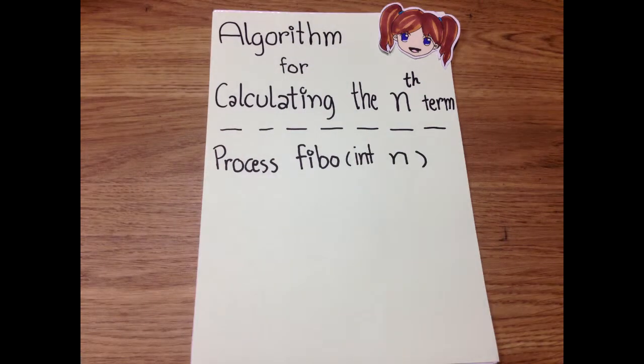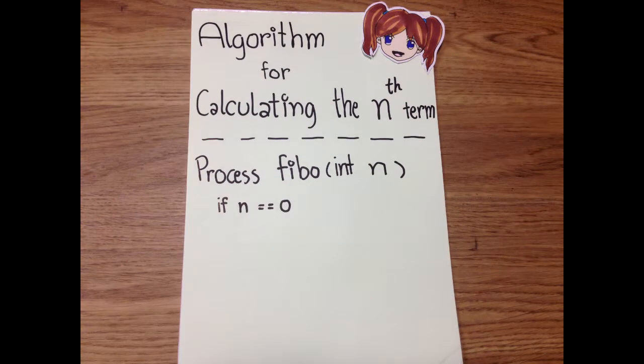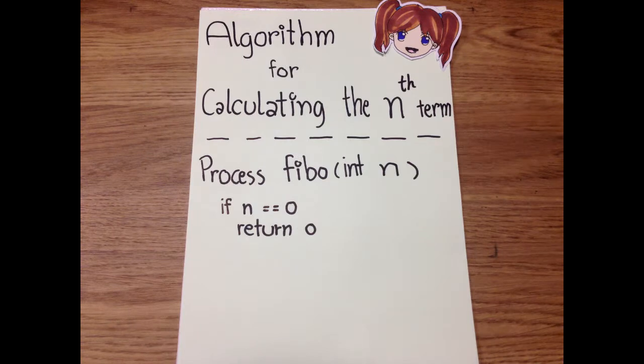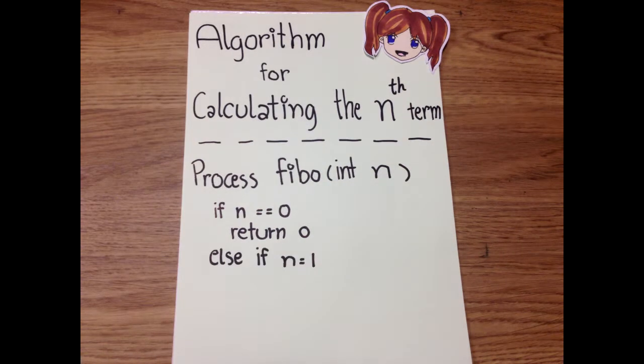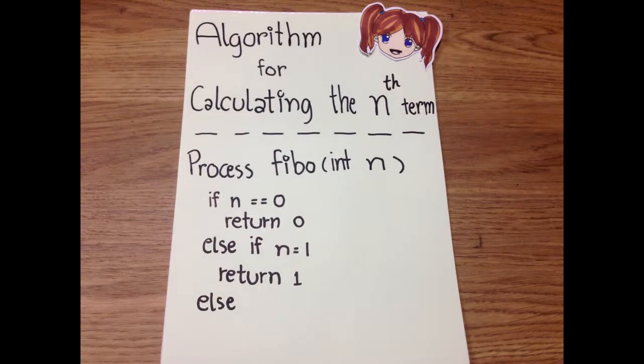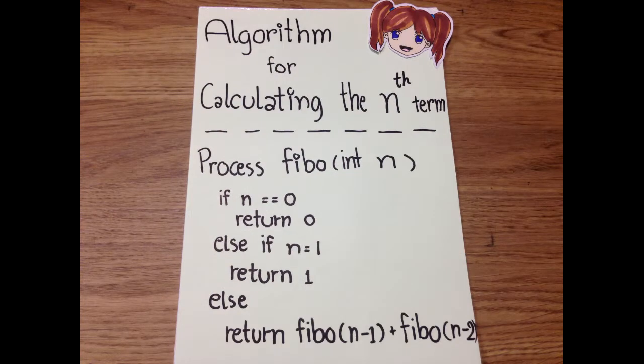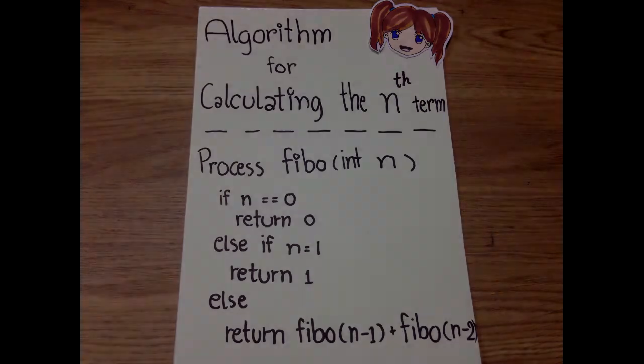If n equals 0, we will return 0. Else if n equals 1, we will return 1. Else, we return the function Fibo n minus 1 plus function Fibo n minus 2. It will keep calling the function itself until n equals 0 or n equals 1. These two are the base cases.